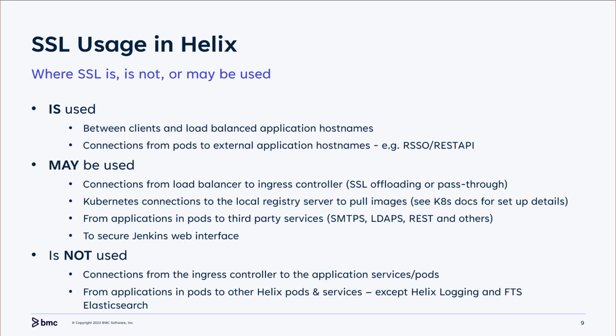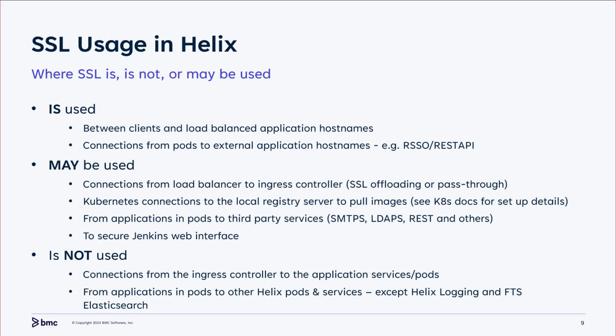And you may also choose to enable SSL on the Jenkins web interface that's used for the Helix IS deployment. Some secure customers I know need to do that. It's typically not enabled, but it is an option if you want to do it.